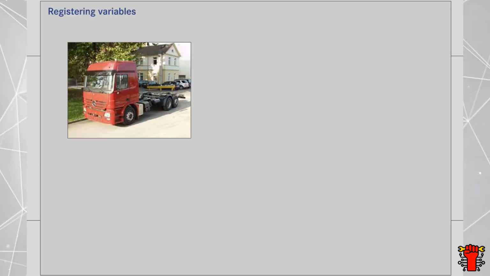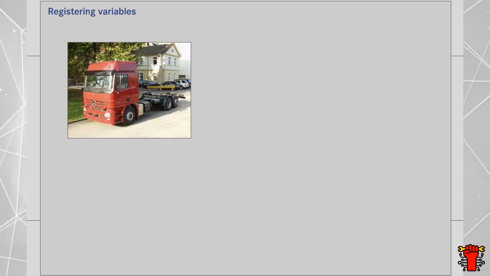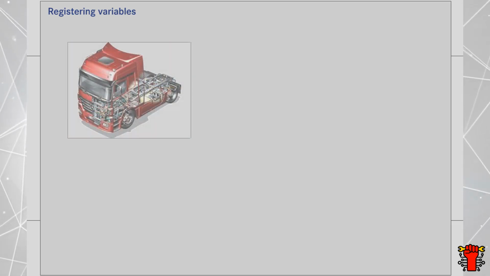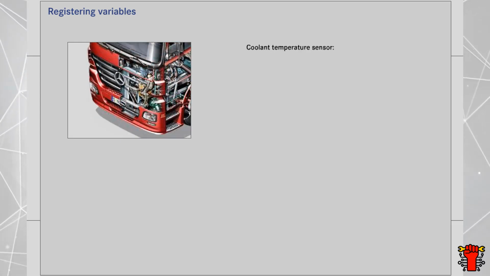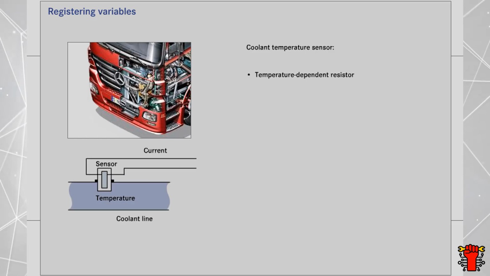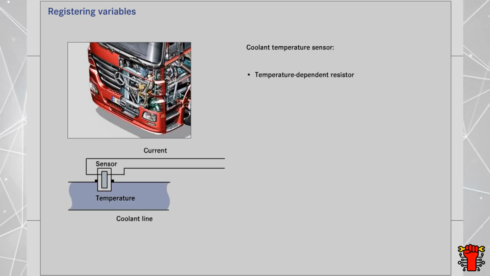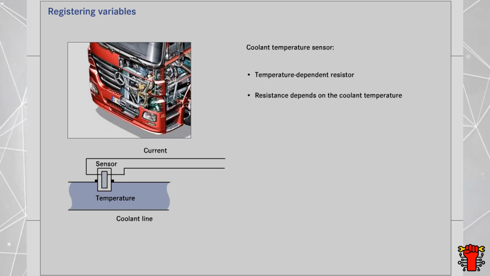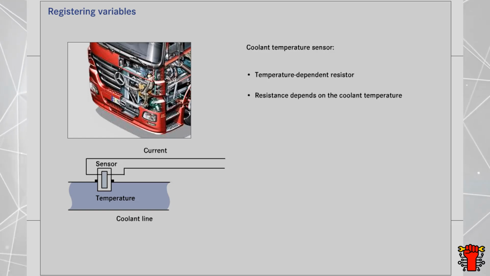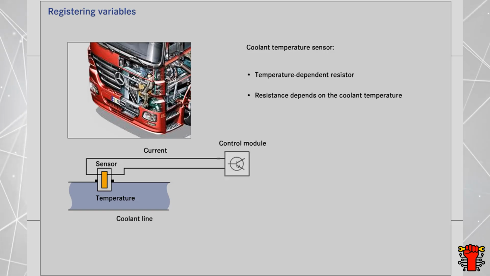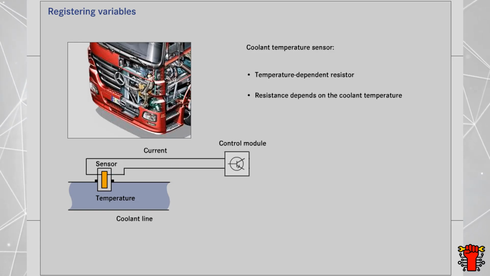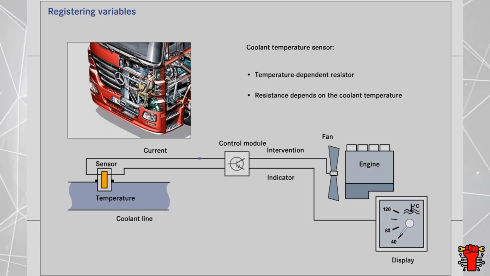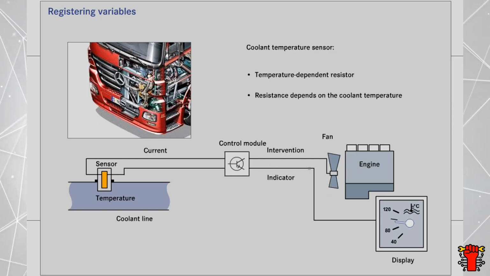What is the basic task of sensors? To answer this question, here's an example. A temperature sensor registers the temperature of the coolant. It consists of a temperature-dependent resistor through which an electrical current flows. If the coolant temperature changes, the resistance of the sensor will change accordingly. The control module's electronic analysis system uses this to determine the corresponding coolant temperature. The information is displayed in the instrument cluster and may trigger an intervention in the fan control system, for example.